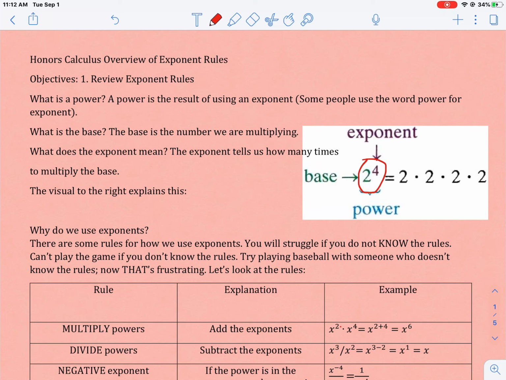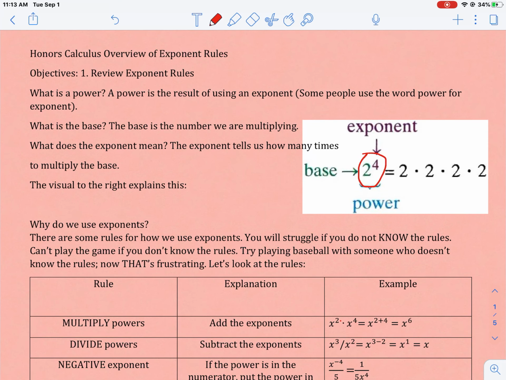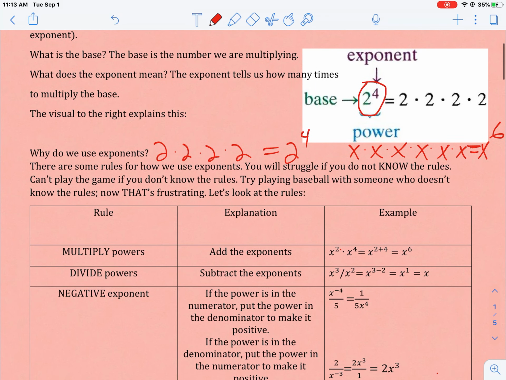Now, maybe you're saying, come on, this is whatever. But why do we use exponents? The reason is that instead of writing out 2 times 2 times 2 times 2 all the time, we want an easier way to write it. Instead of writing x times x times x times x times x times x, we want to write x to the 6th. So it's a way to shorten our life.